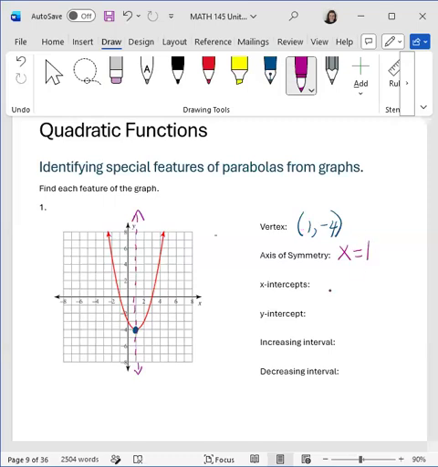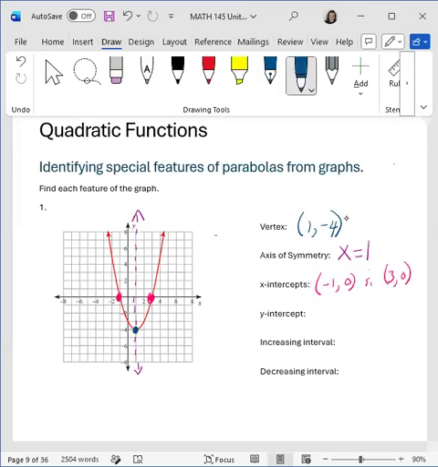1. All right, the x-intercepts are the points where the parabola touches the x-axis. So in this case, there are 2 of them. And they have the points (-1, 0) and also (3, 0). So we name these as a coordinate, x and y. And the y value should always be 0 if we are on the x-axis.